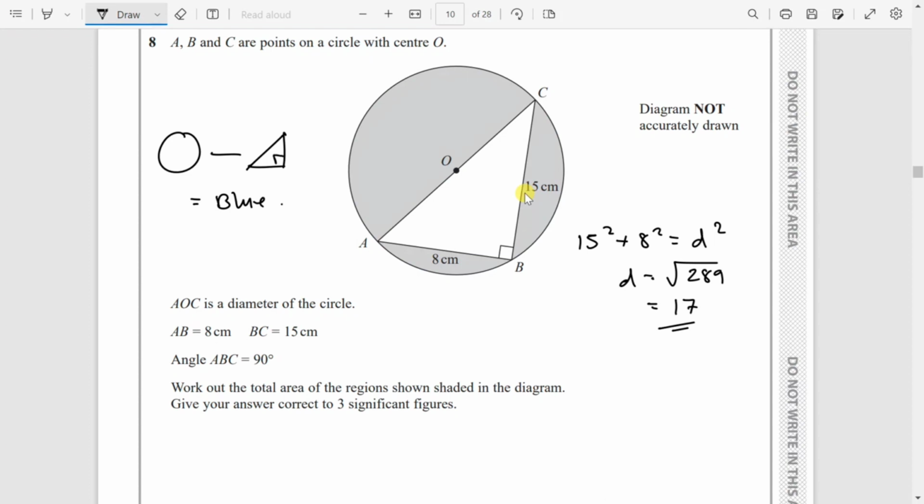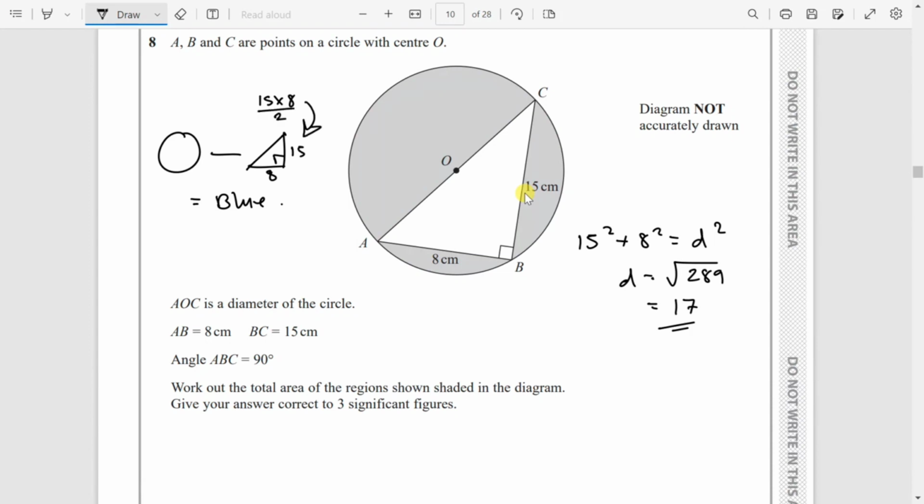So to find the area of a triangle, we've got a height of 15 and a base of 8. It's just half times base times height. So just times these two numbers and divide it by 2. So we can say that this would be 15 times 8 divided by 2. That's the area of this triangle.